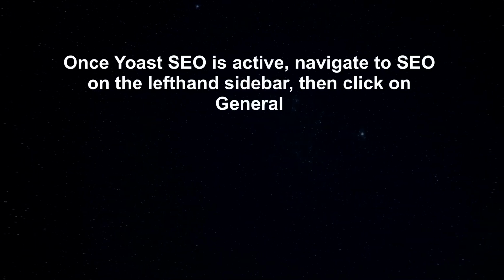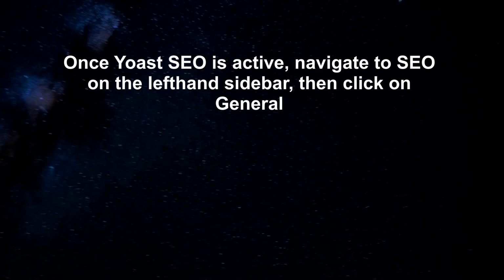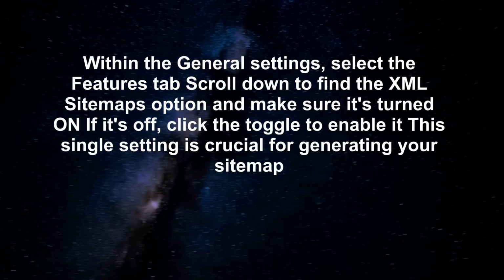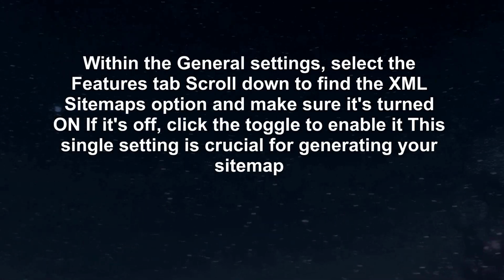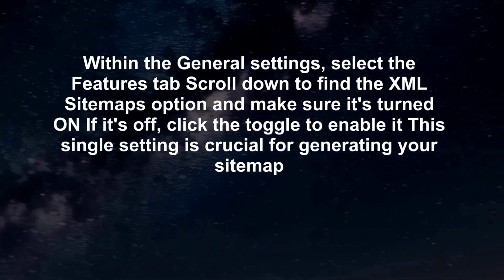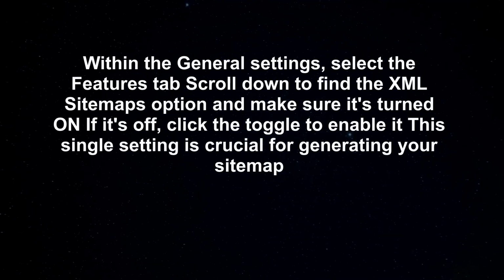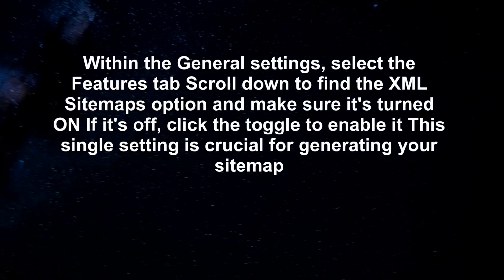Once Yoast SEO is active, navigate to SEO on the left-hand sidebar, then click on General. Within the General settings, select the Features tab, scroll down to find the XML Sitemaps option, and make sure it's turned on if it's off. Click the toggle to enable it. This single setting is crucial for generating your sitemap.